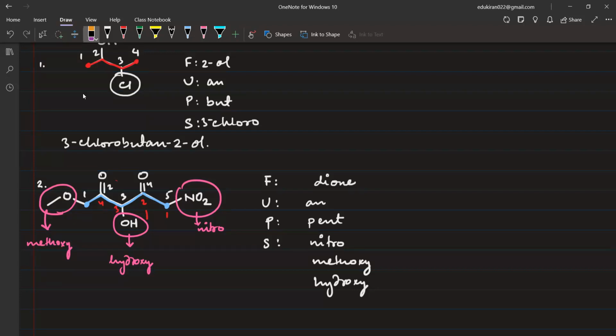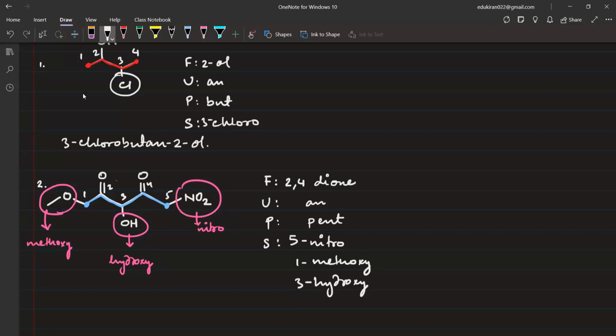So I have given you the complete thing: wherever there is a tie, what to do and what to do next. So hydroxy is 3, methoxy is 1, nitro is 5, pent we don't number. There is no unsaturation, so we don't have to number it. Dione, so I will write 2, 4.